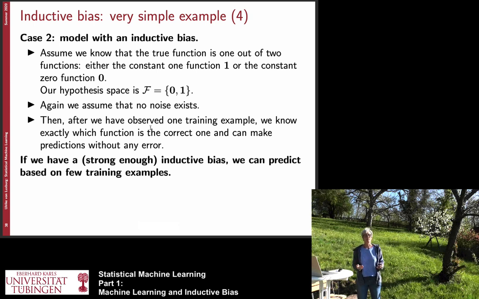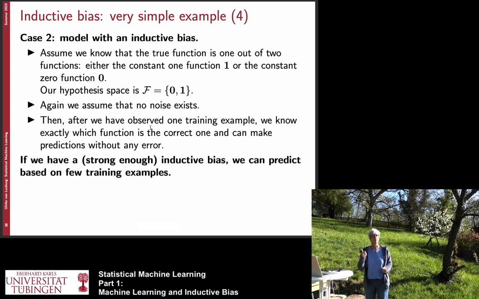We now consider a function space that consists of exactly two functions: the function constantly 0 or the function constantly 1. So it's always predicting the same label, no matter what the input point is. It's going to predict 0 or it's going to predict 1. And this is our inductive bias. So maybe for some reason we know that the input data is completely meaningless. The output is always going to be 0 or it's always going to be 1. We just don't know which one. And again, we assume that there is no noise in our system.